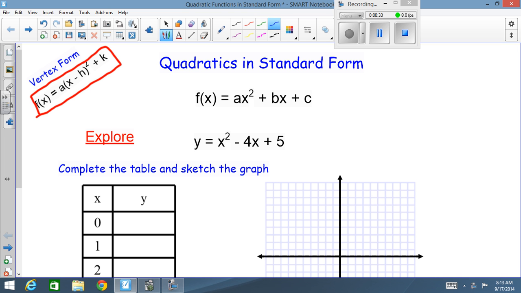Notice how this standard form is different. There are no parentheses. Essentially, it's like taking vertex form and just multiplying it out, where A, B, and C are all going to be numbers, okay? Now in our first example, you see that there is not an A in front of the x squared, but remember, there's always assumed to be a 1 there if there's no number there. So in that case, A is 1, B is -4, and C is 5.